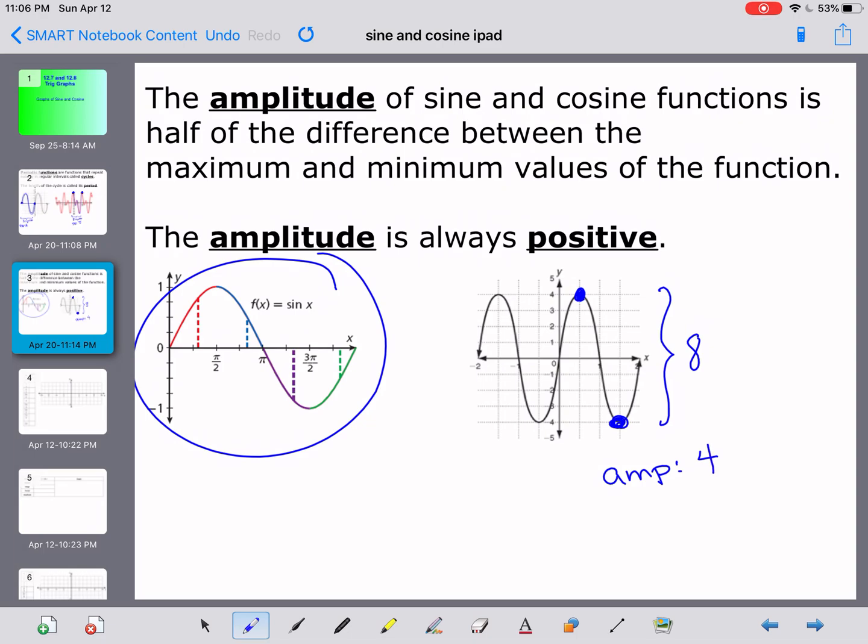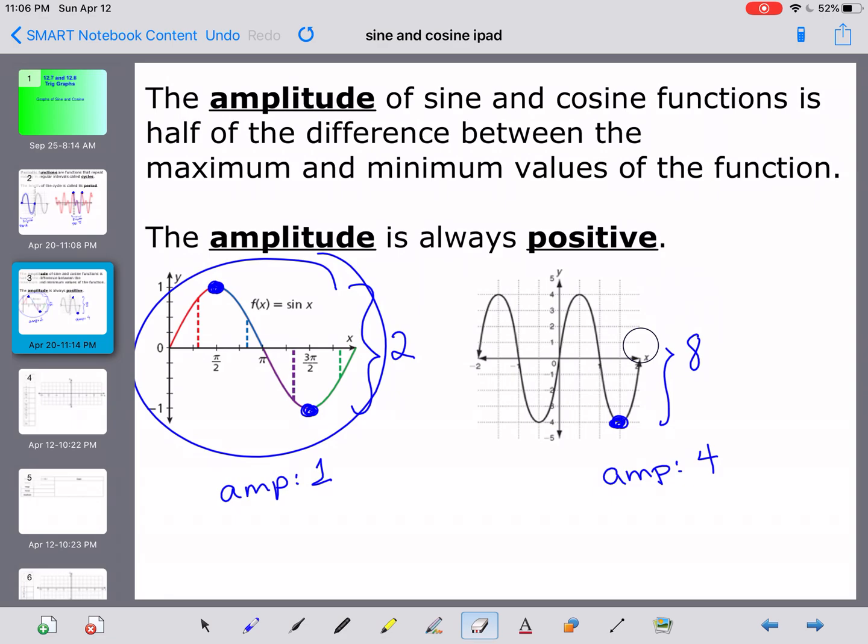If we look at the sine function, the highest point is right here. The lowest point is right here. That total distance is 2. And half of that, the amplitude, is 1. Remember, amplitude is always positive. That's one way of thinking about it.